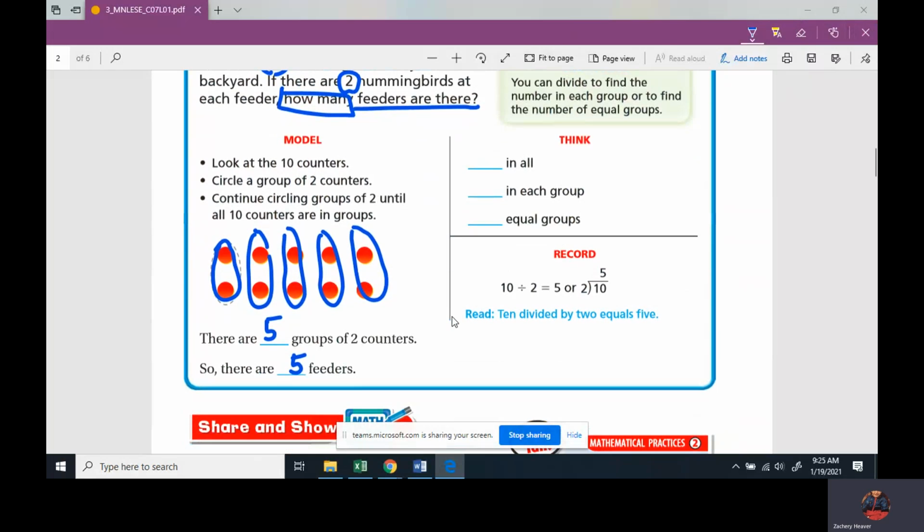So, David, I have how many in all? And I have how many in each group? And how many groups do I have? There we go. Same thing, different way.